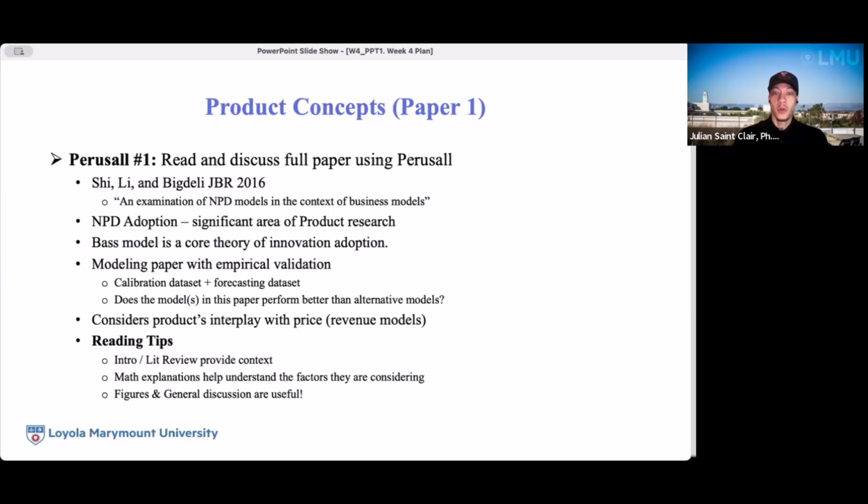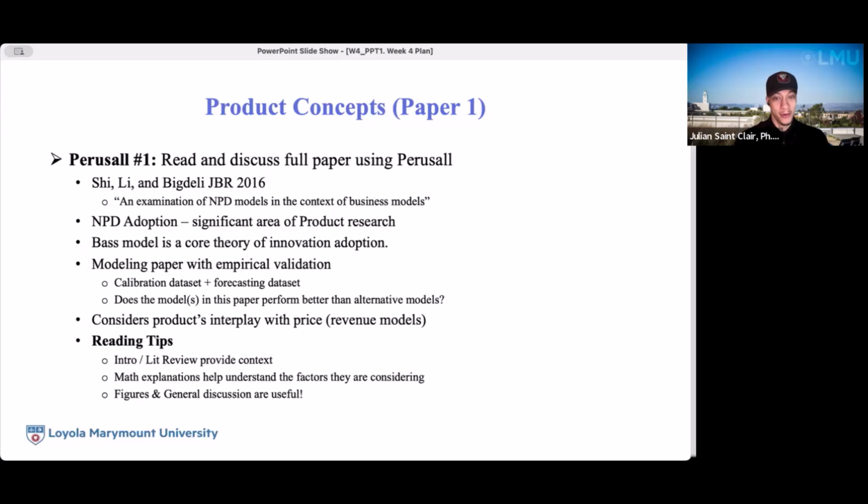This is a modeling paper with empirical validation. They have a data set. Actually have several data sets. They use part of the data set to calibrate their model, and then they use the other part to forecast and predict to see if their model will predict this part of the data set. So it's really interesting in that sense. The question that you should be asking yourself for any modeling paper is, does this new model perform better than previous or alternative models? And that's kind of what they unpack in this paper. This particular paper considers the product's interplay with price in terms of the revenue model, which is really interesting.